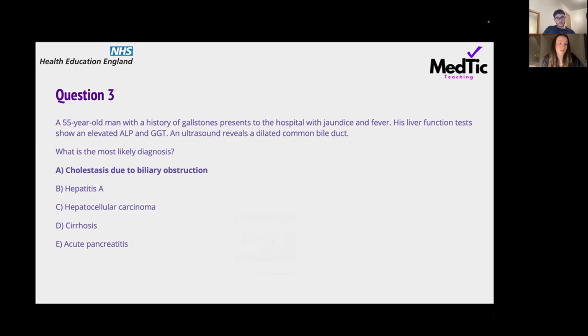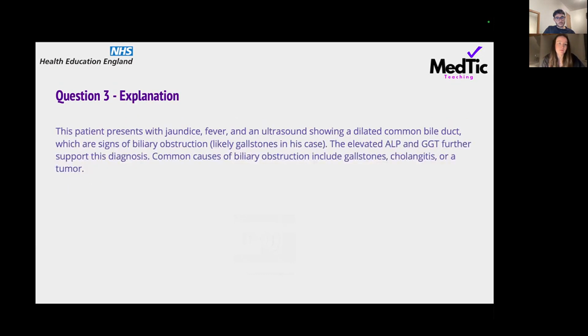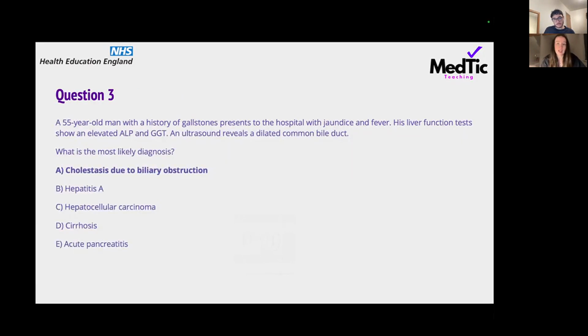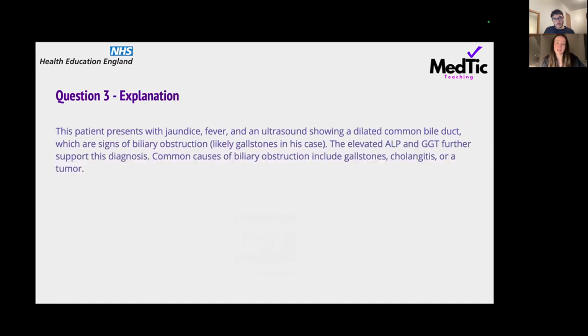Fine. So the answer in this case was A. So cholestasis due to some sort of biliary obstruction. So the patient was presenting with jaundice, a fever, and an ultrasound that showed that they had a dilated common bile duct. They're all signs of biliary obstruction, things like gallstones, particularly in his case as well, given that he's got the history of gallstones in the stem.